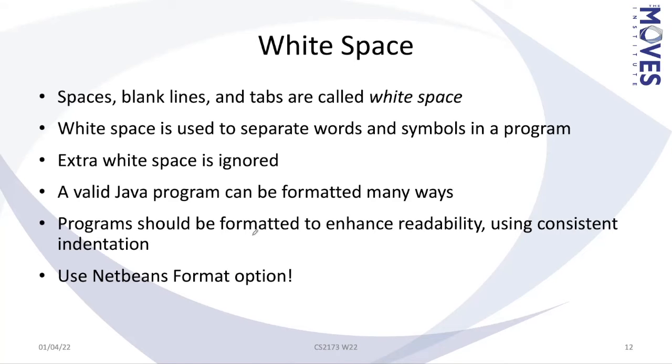Okay, so white space. Now, if you're used to Python, in Python, white space is meaningful syntactically. That is a disaster in my view. That is one of the things that makes Python sort of terrible, really. In Java, white space is basically nothing. White space consists of spaces, blank lines, and tabs. You need at least some white space to separate the words and symbols in a program. That's something you've been doing. Extra white space just gets ignored. Again, Python is much fussier about this.